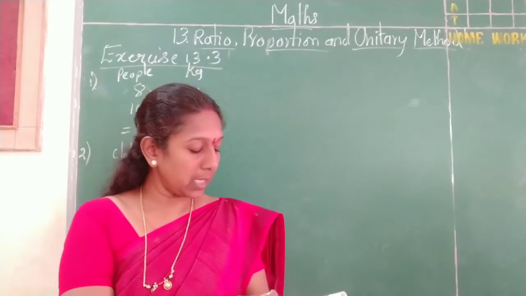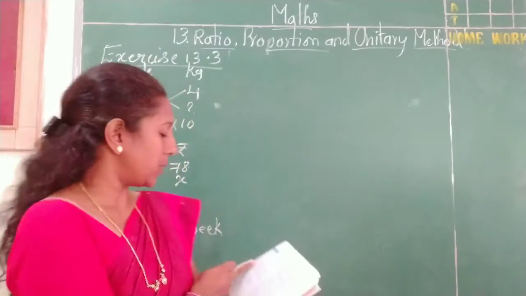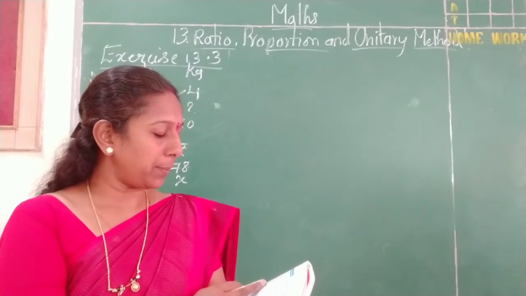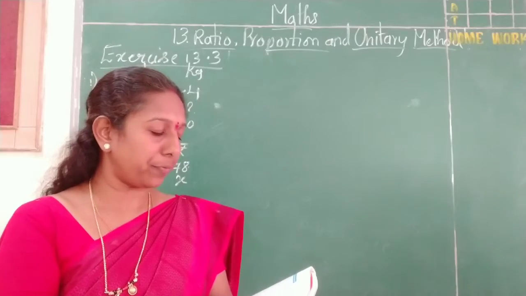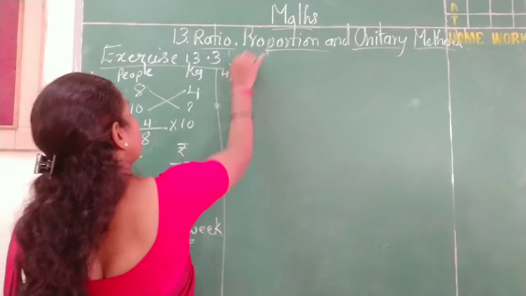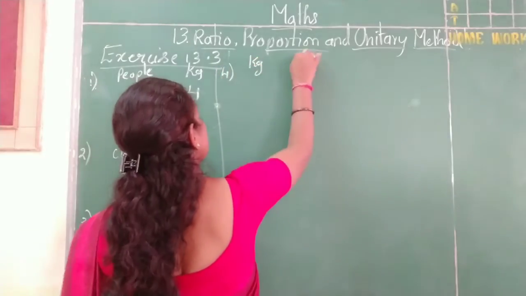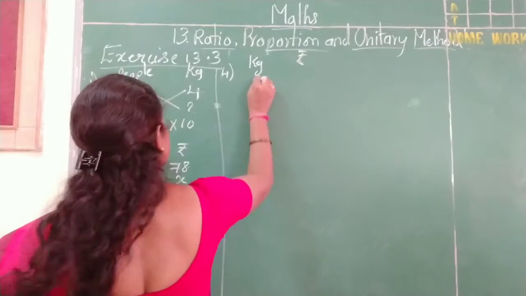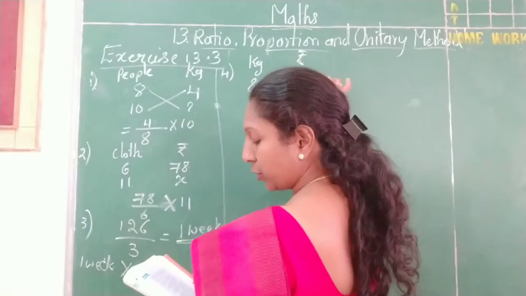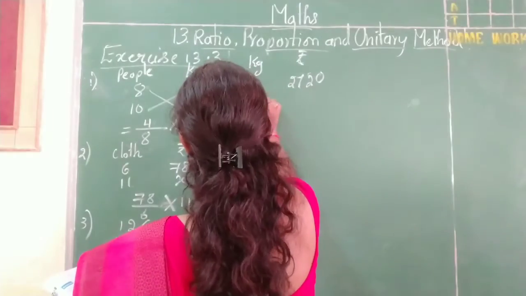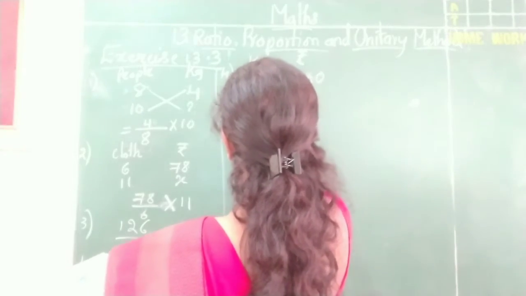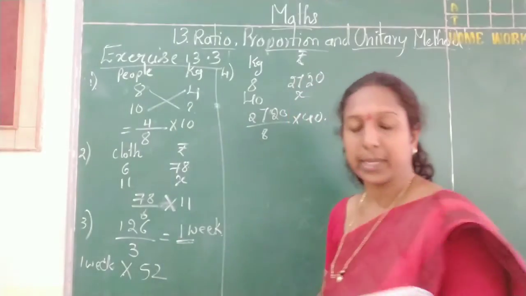Next, I pay 2,720 for 8 kg of coffee. How much do I pay for 40 kg of coffee? So kg is given here for 2 items. So first I will write kg and then rupees next. So the first one is 8 kg costs how much? Rupees 2,720, and then 40 kg means how much? So 2,720 divided by 8 into 40, if you do, you will get it.